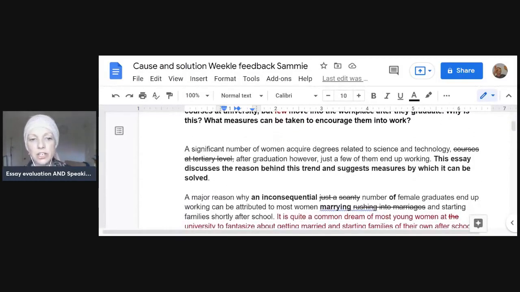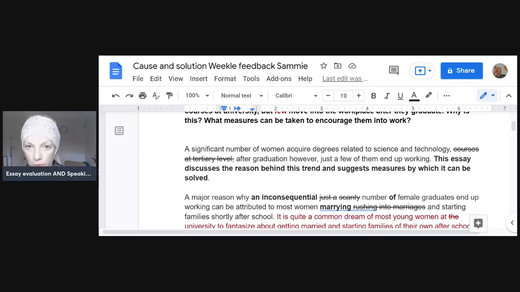It's a shame, there's just that little bit of repetition in the introduction that actually let most of the essay down. But this is a very good essay. This is a 7.5 or an 8 essay.